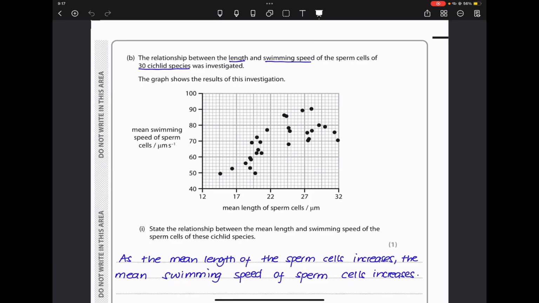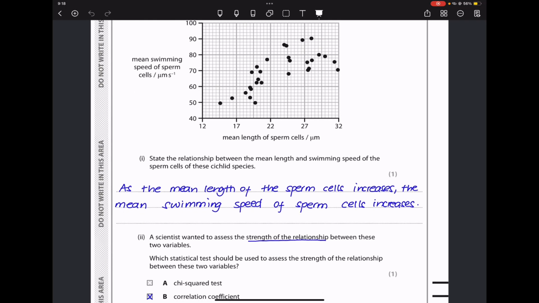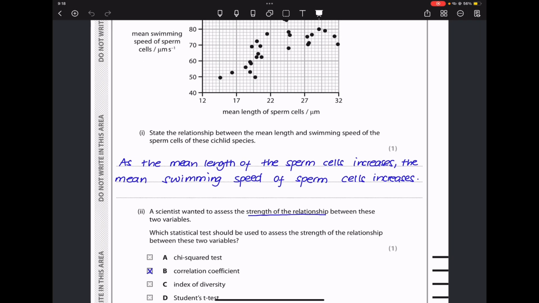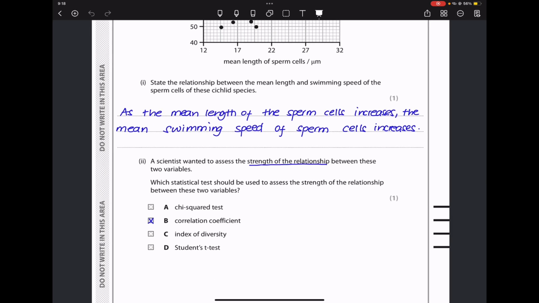In part B, the relationship between the length and swimming speed of sperm cells of 30 cichlid species was investigated. The graph shows the results of this investigation. So we see on the horizontal axis mean length of sperm cells, and on the vertical axis we see mean swimming speed of sperm cells. Overall, we see as the mean length increases, the mean swimming speed increases. That is a general trend I can see. So they ask to describe the relationship between the mean length and swimming speed of the sperm cells of these cichlid species. I say as the mean length of the sperm cells increases, the mean swimming speed of sperm cells also increases.